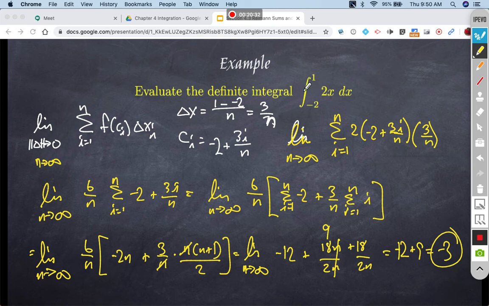So this integral, as we go from negative 2 to 1 of 2x dx, equals negative 3. Can it be negative? Because when we did this before, we were finding the area when we did this limit of the function times delta x. We got the area, and can an area be negative? Now things are looking funky, right?